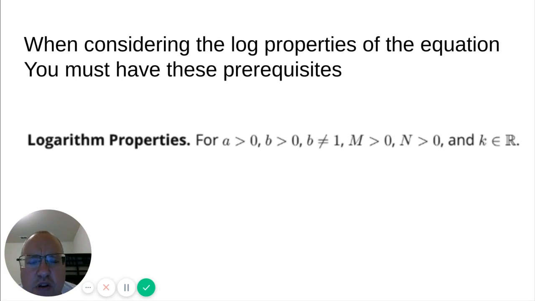The reason I'm doing this is I'm going to show you these properties, and in the general property, you're going to see all of these letters. So just get ready. We're going to jump in here.